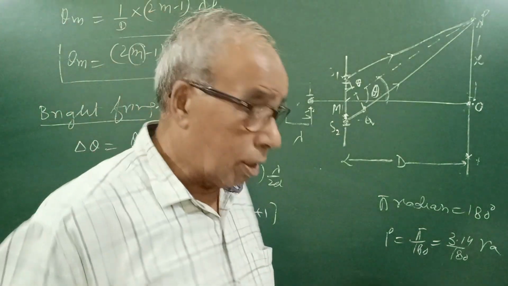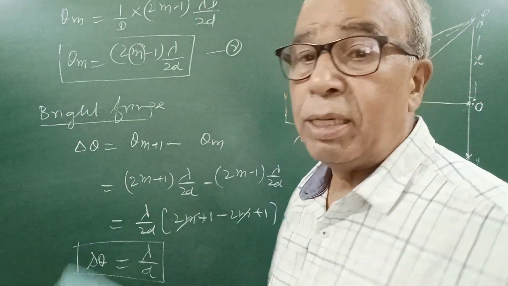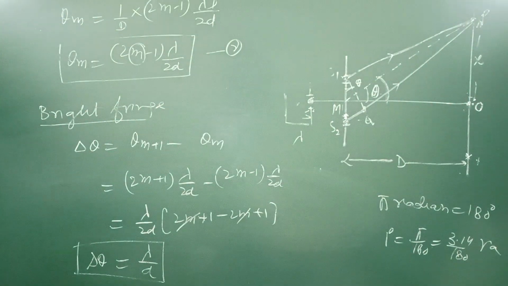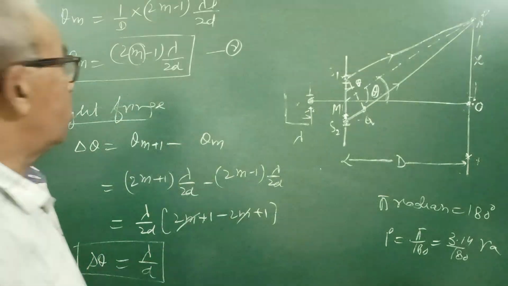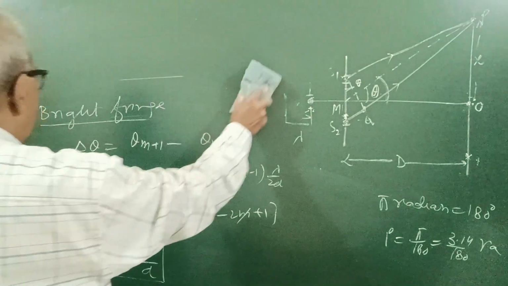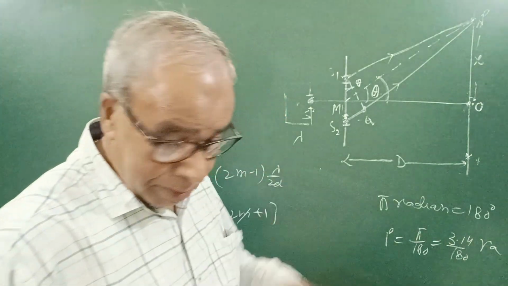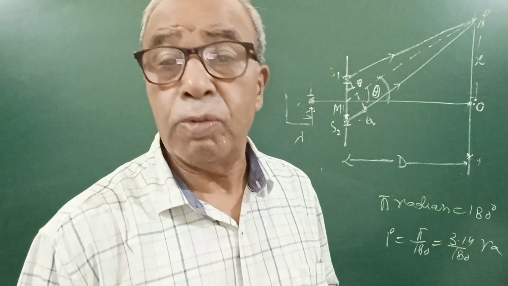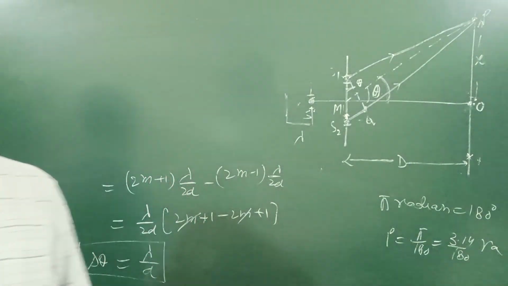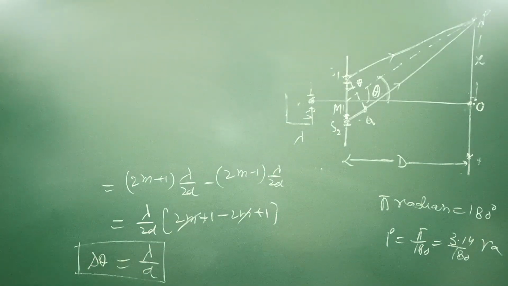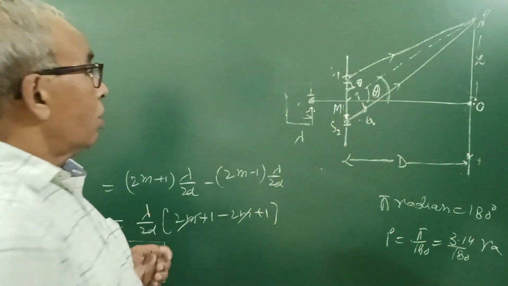And in the same way, if the whole apparatus is placed in a liquid, the wavelength of light changes. So you use lambda dash. You can solve that yourself. So this was all about the derivation of the position of bright fringe and dark fringe, angular position, etc. I have told everything.